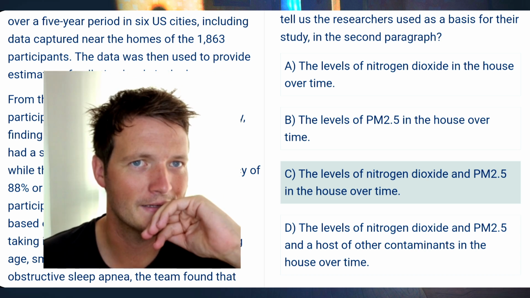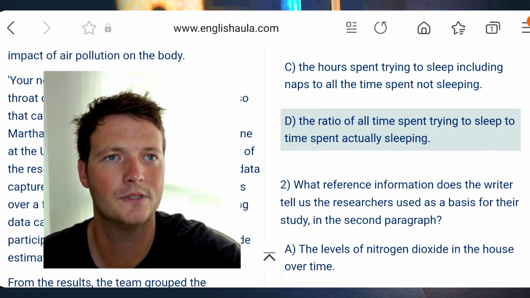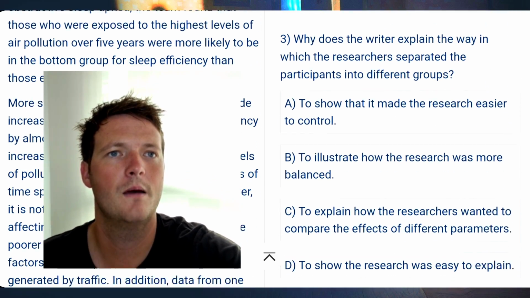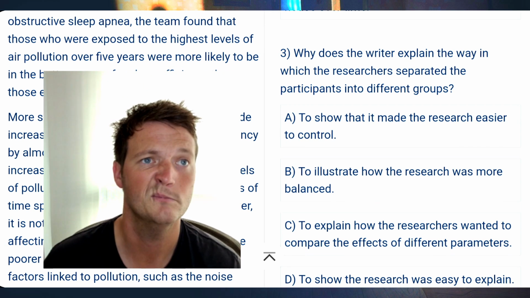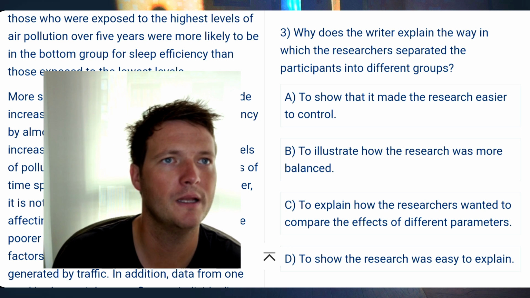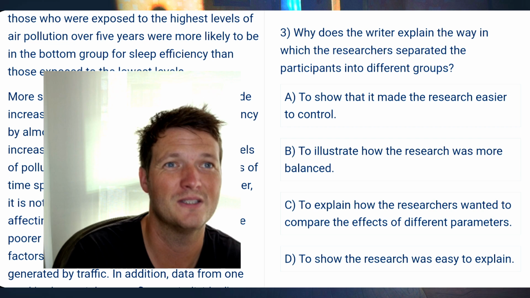Yeah, so I've just written that down because, again, I just don't know how to select the answers on this website. Well, maybe I am selecting them and I don't know that I am. Anyway, so number 3. Now, what does number 3 ask us to do? It says, why does the writer explain the way in which the researchers separated the participants into different groups?